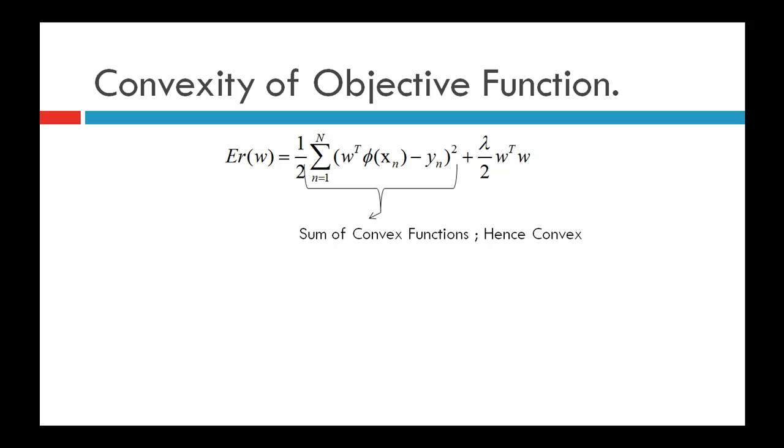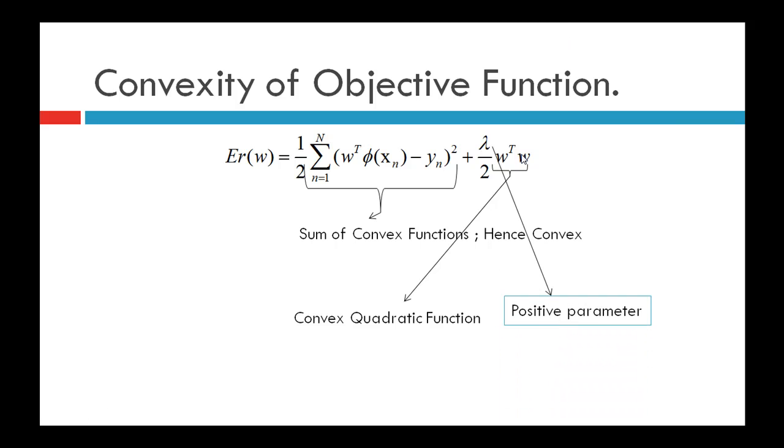The second term is lambda over 2 times w transpose w. Now w transpose w is just the square of the weight vector w. Think of it as a scalar term. Suppose you have a scalar x, then x squared is a convex function, and therefore w transpose w is a convex function, and lambda is a positive parameter. Therefore this whole expression is a sum of convex functions, and therefore the whole objective function is a convex function.